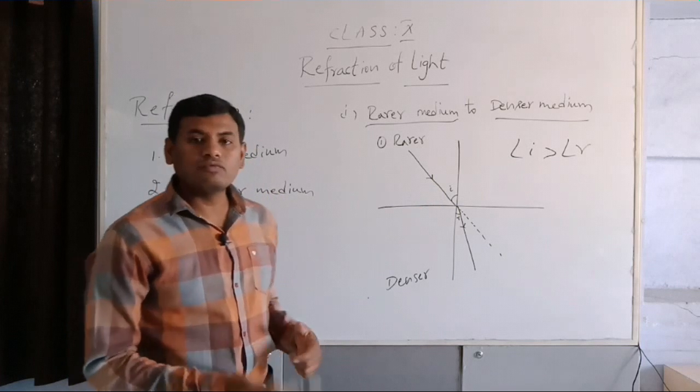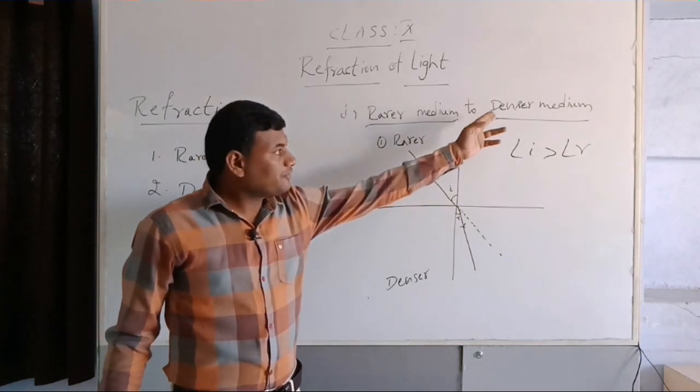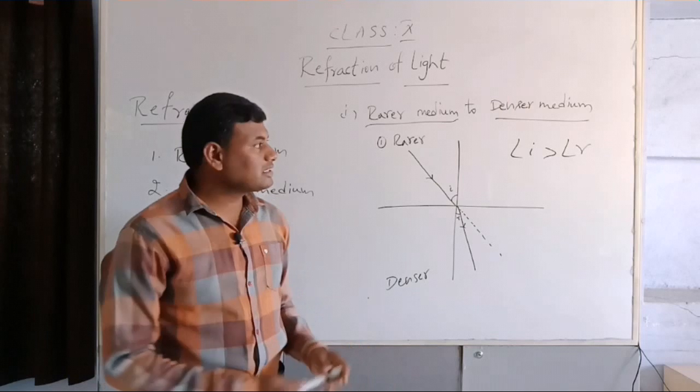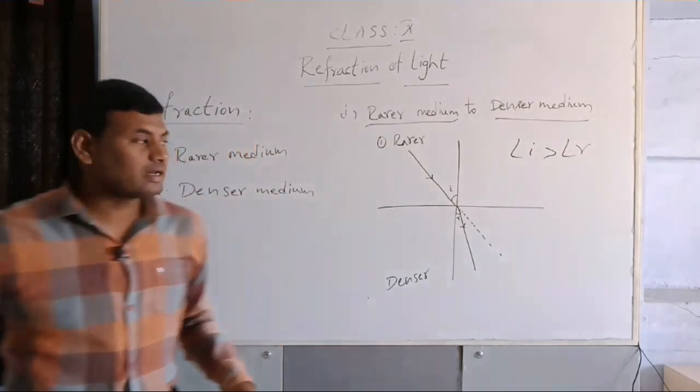The second one is, let us see what happens when light is entering from denser medium to rarer medium, when light is passing from denser medium to rarer medium.